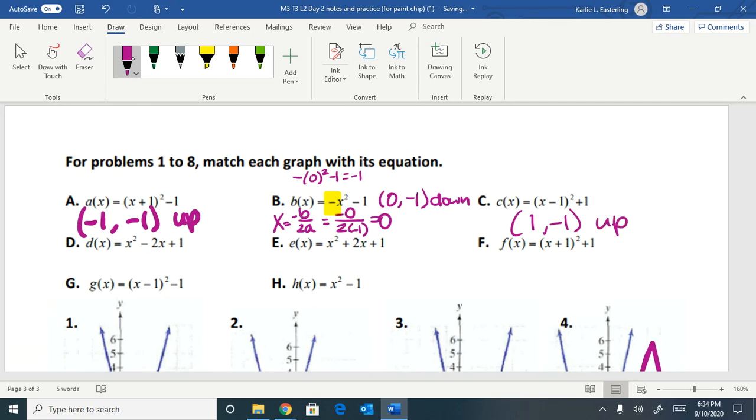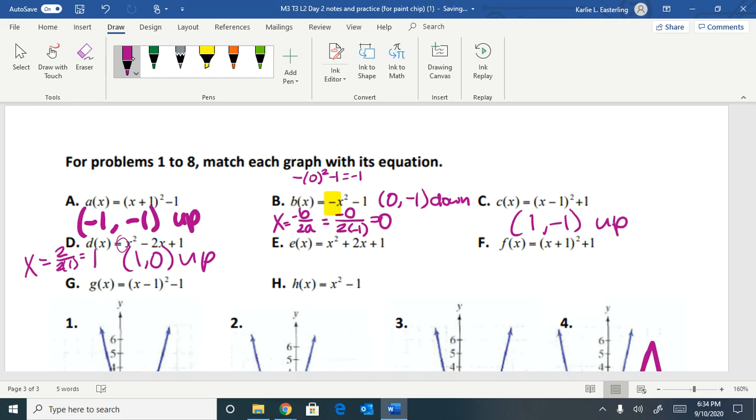When we're looking at D, we have to do that x equals again. So we're looking at x equals, and we have our B value this time. Opposite of B, or negative B, would give us 2 divided by 2 times A, which gives us 1. So our x value here is 1. You would then plug in that x value, so you would have 1 squared minus 2 times 1 plus 1, which would give us 0. So we're looking at the point (1, 0) for our vertex. We're going to open up again because of that positive exponent. We don't have a negative out there.